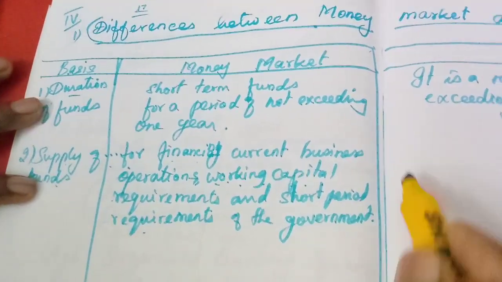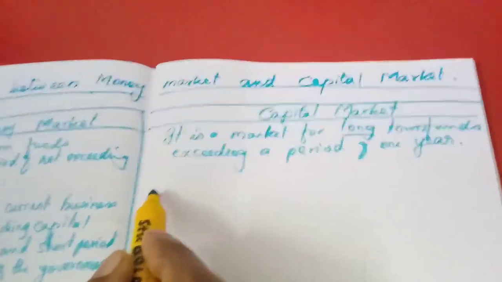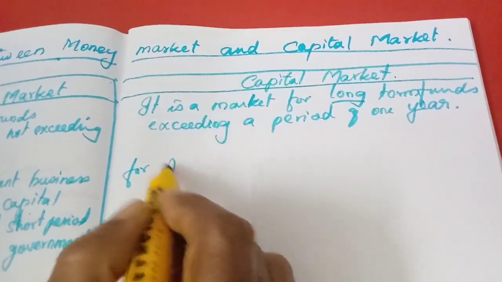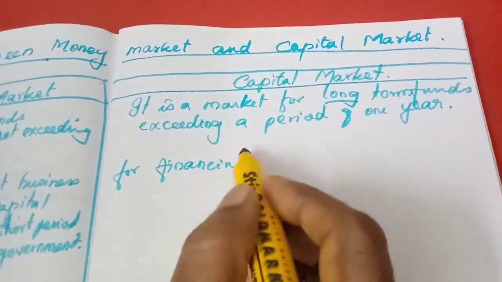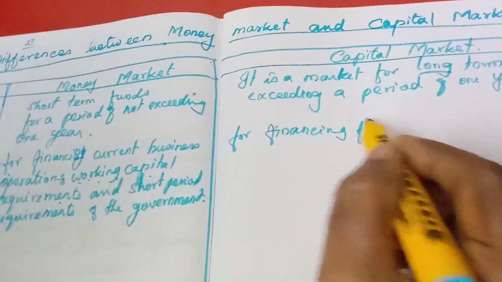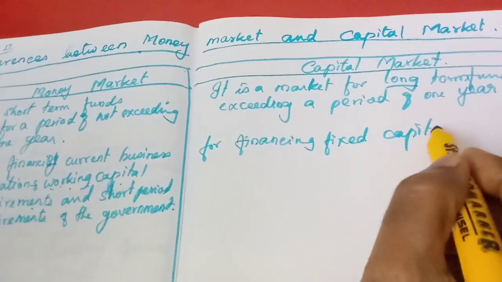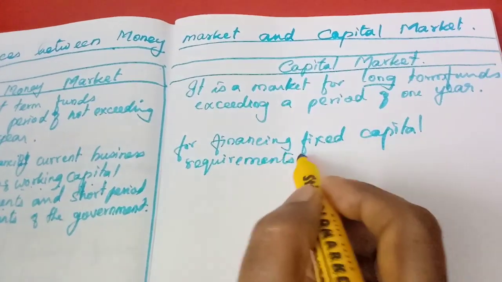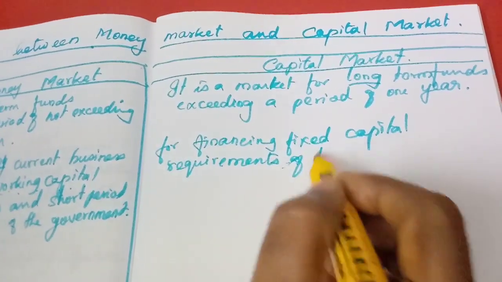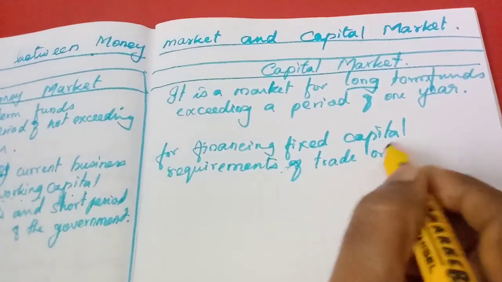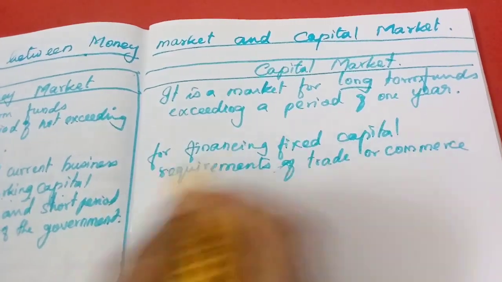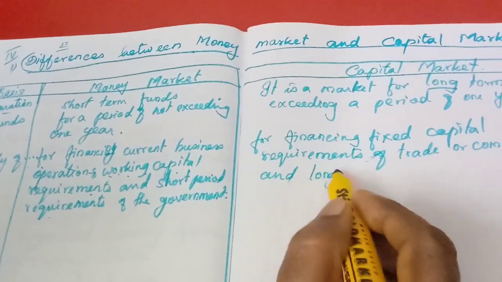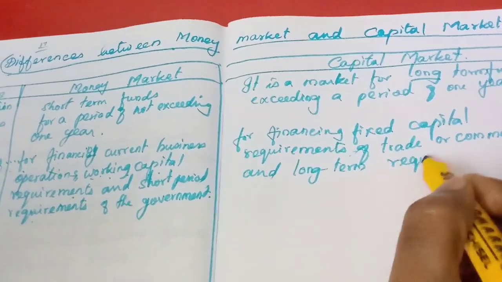Just the opposite is capital market. Capital market is providing funds for financing fixed capital requirements. Here working capital requirements, the opposite is fixed capital requirements to start your business. Understand? Fixed capital requirements for trade and commerce, for any person who does business, trade or commerce. And here the short period requirements of the government, here long term requirements of the government.